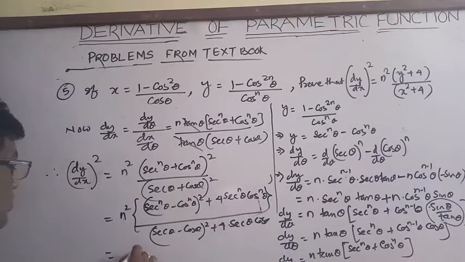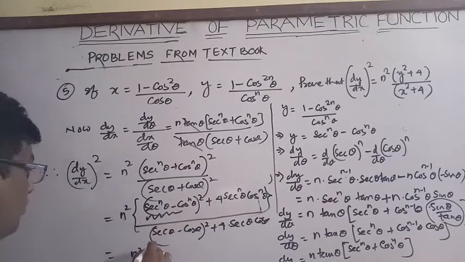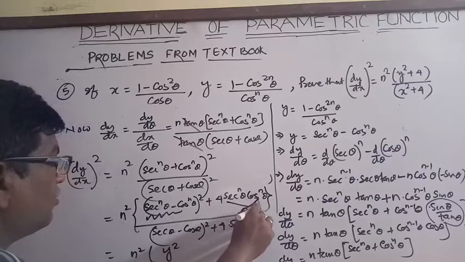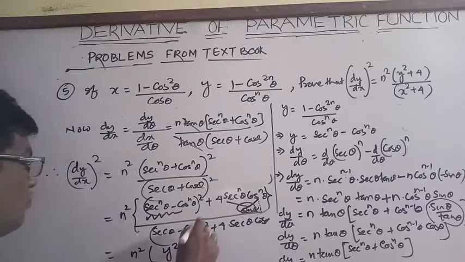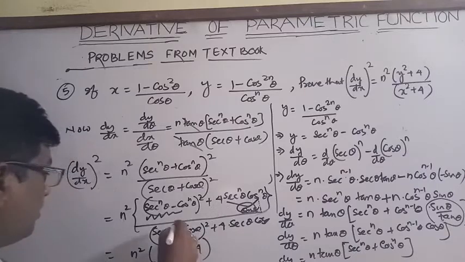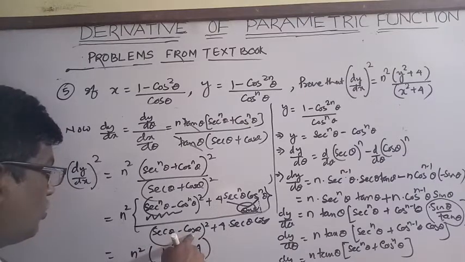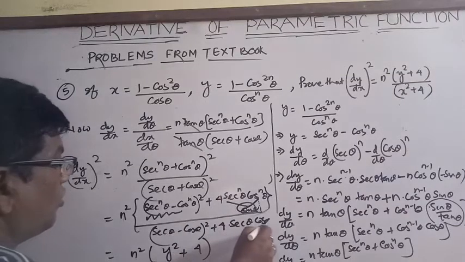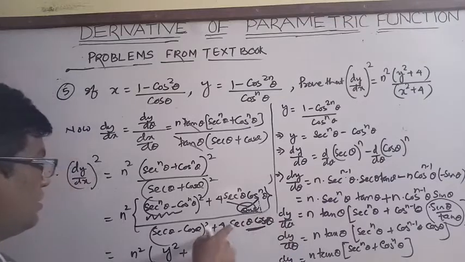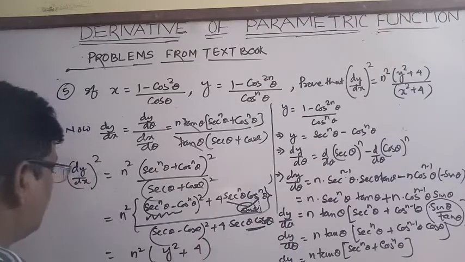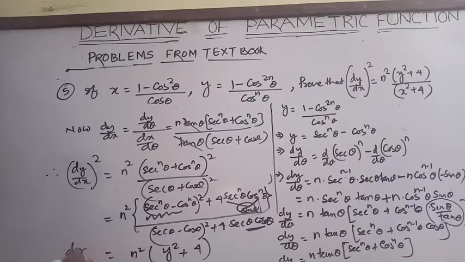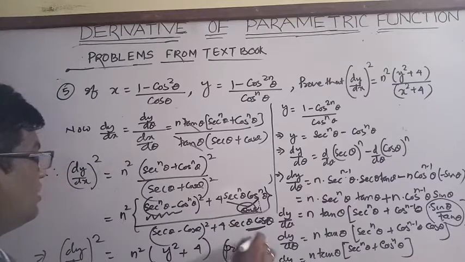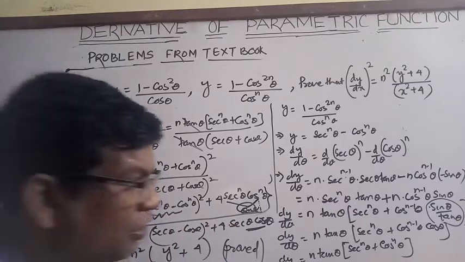So this is equal to n square. What is this value? This is the y value. So this is y square, and cos into sec, this is 1. So this plus 4 into 1, 4, divided by sec theta minus cos theta, meaning x. So this is x square plus 4, since cos theta into sec theta is 1. So dy by dx whole square is equal to this. This is proved. This is very important, and in this method this can be done easily.